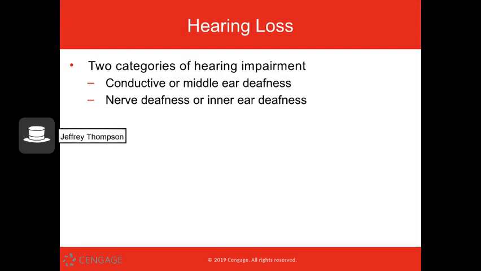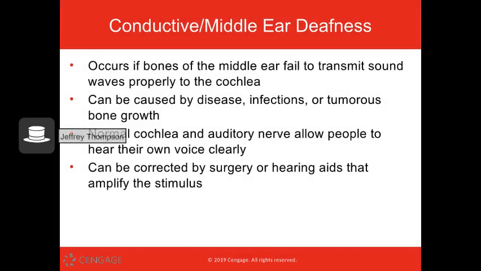When it comes to hearing loss, there are two categories. There is conductive or middle ear deafness, and then there is nerve deafness or inner ear deafness. Middle ear deafness occurs if bones of the middle ear fail to transmit sound waves properly to the cochlea. This could be caused by disease, infections, tumors, bone growth, etc.